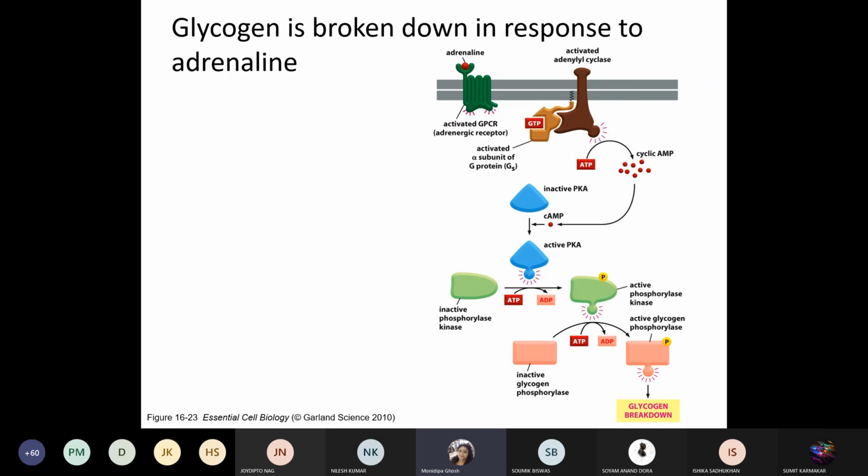What happens when adrenaline is secreted? This red dot is the hormone, and it is secreted from a distantly related cell, and through the capillary or the blood system, the blood vessel carries it to the targeted cell.